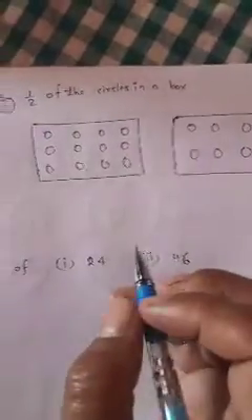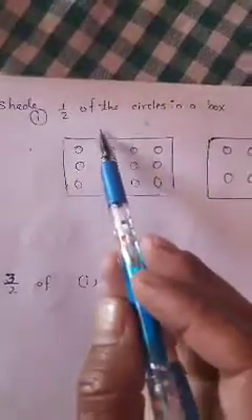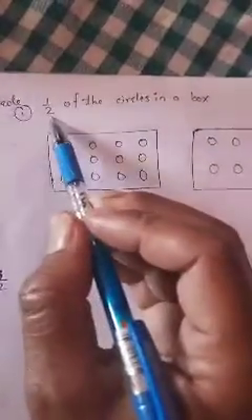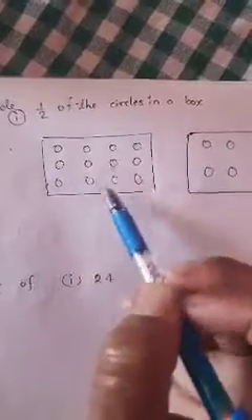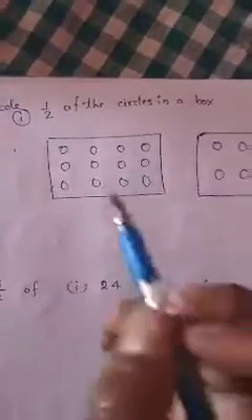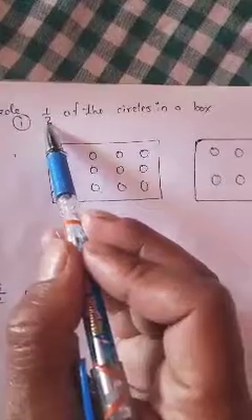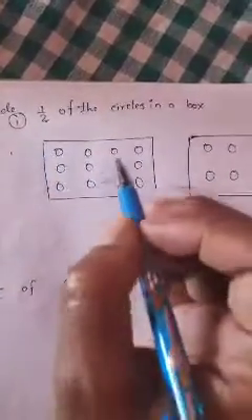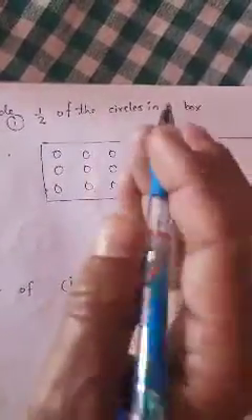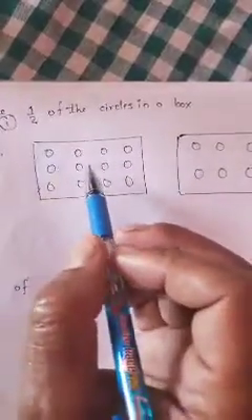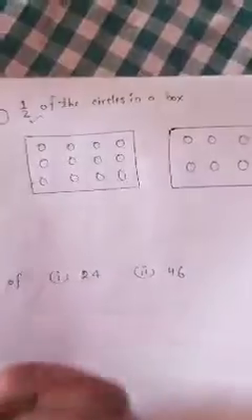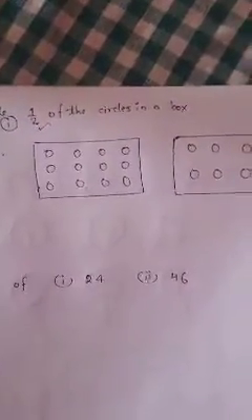Now comes question number 4, student. You have to shade 1 upon 2 of the circles. First of all, there are a number of circles here, 3, 3, 3, 3, totally 12 circles we have, and you have to divide 12 circles into 2 equal parts. If you make 2 equal parts, in each part you will get 6 circles, and you have to shade one of the parts. So out of these 12 circles, you have to shade half. 1 upon 2 means half.